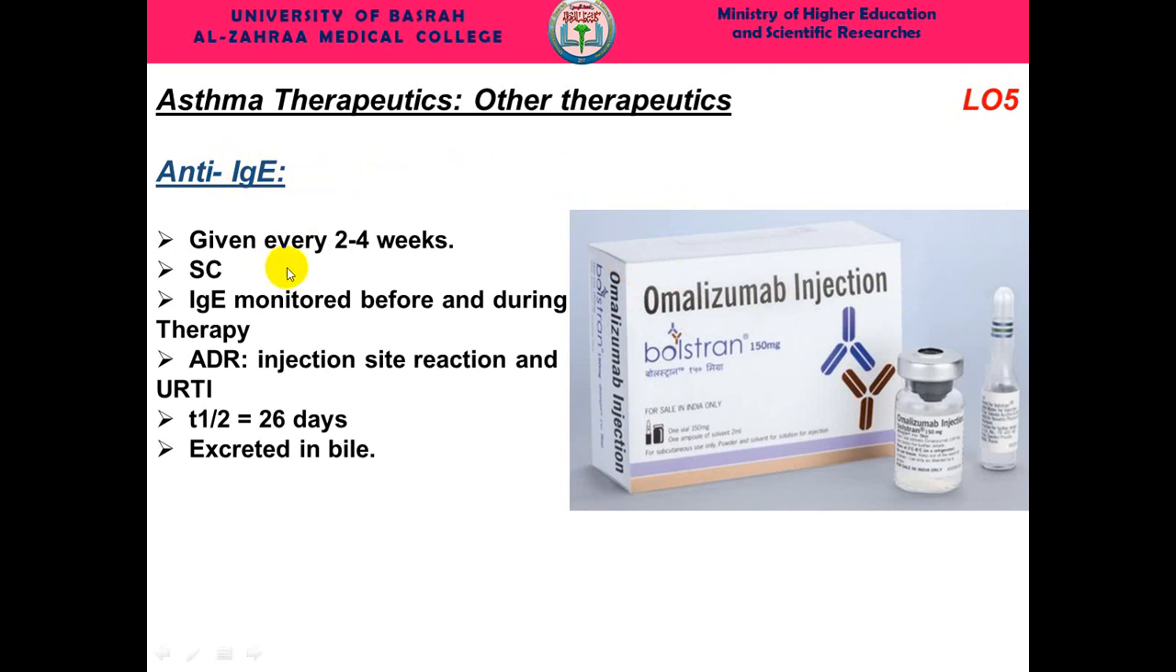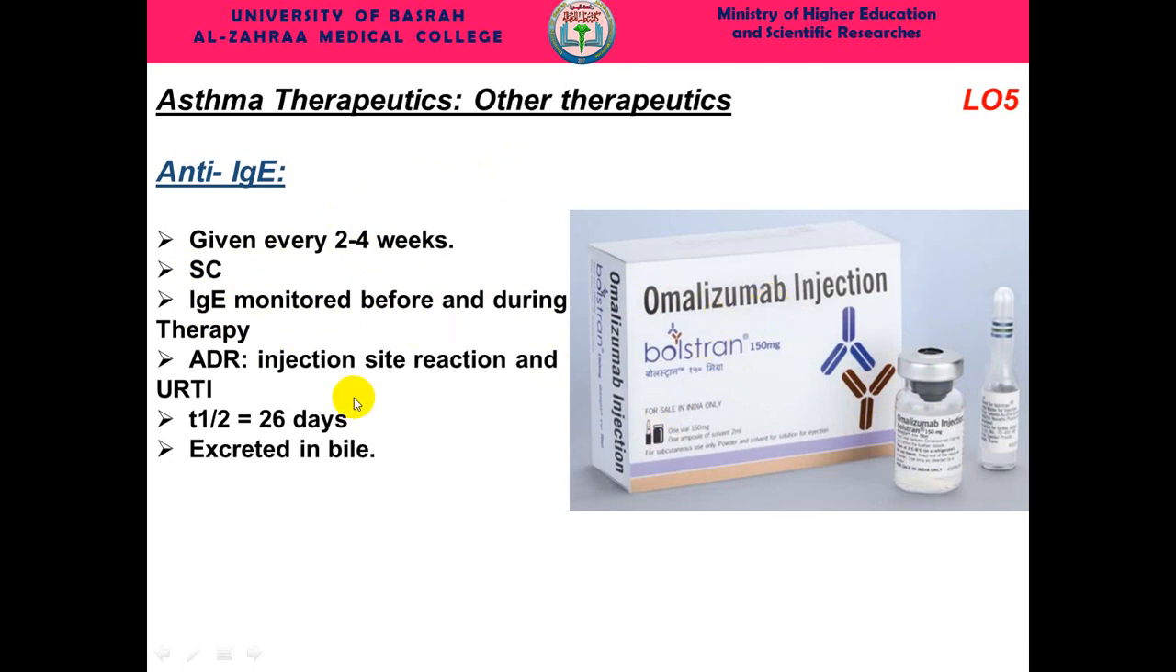So it is given every 2 to 4 weeks in the form of injection. Usually it is given subcutaneously every 2 to 4 weeks. And we should monitor IgE before the treatment and during therapy, because a good response to anti-IgE is to see a lower level of IgE.